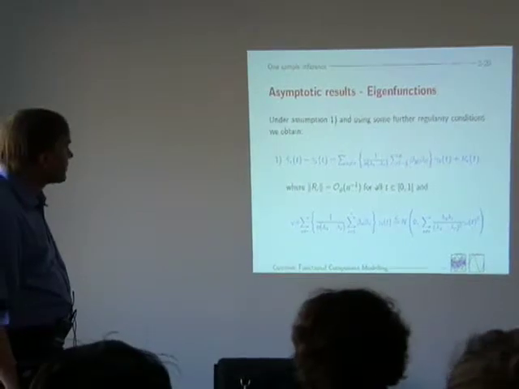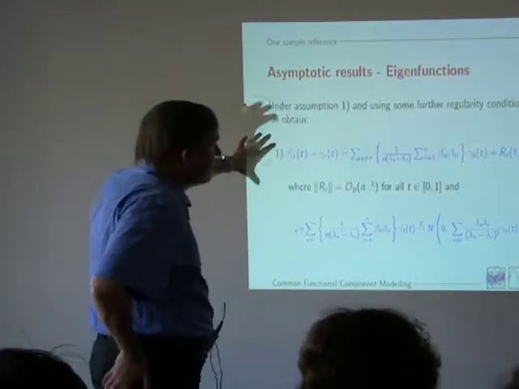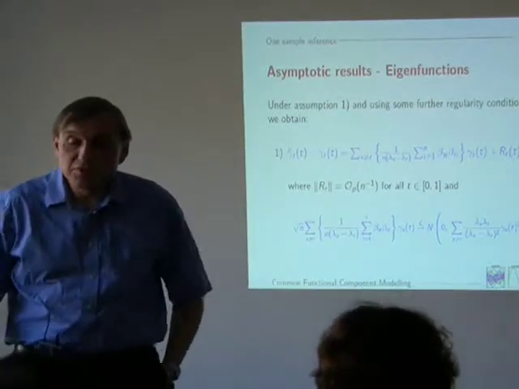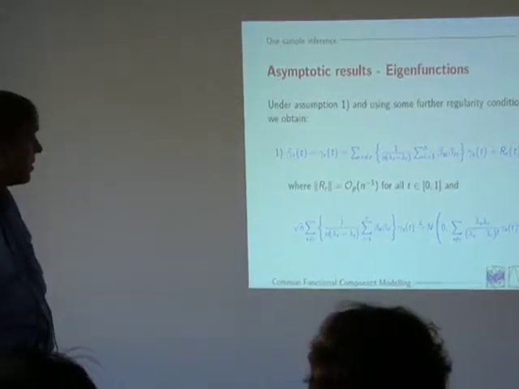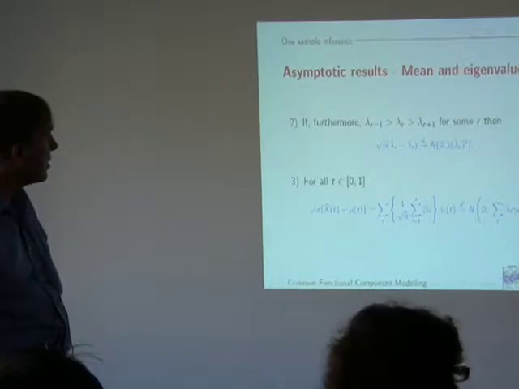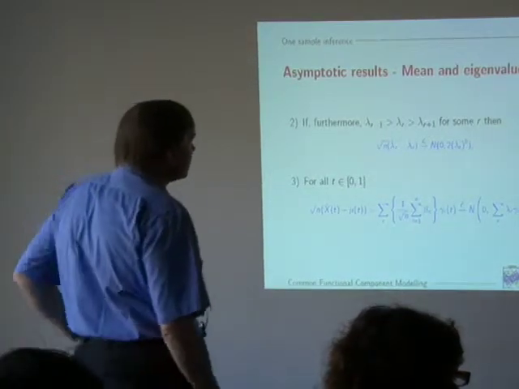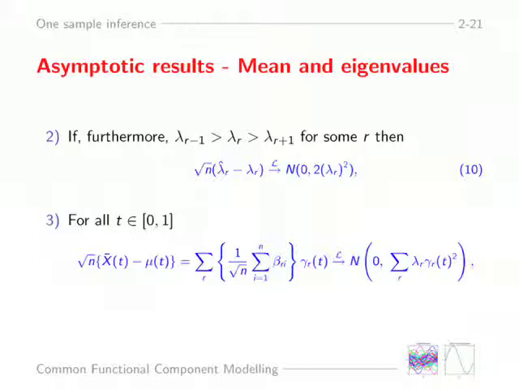So these are these results. They are important insofar as they give the basis. Later on, we will derive tests for the equality of the eigenfunctions. And this is the first result for the convergence of the eigenvalues. So you get something like that. It's also asymptotically normal, and this is the variance here. And this is something like convergence of the mean function: X bar estimates mu, the true mean function. That's the average of the curves.